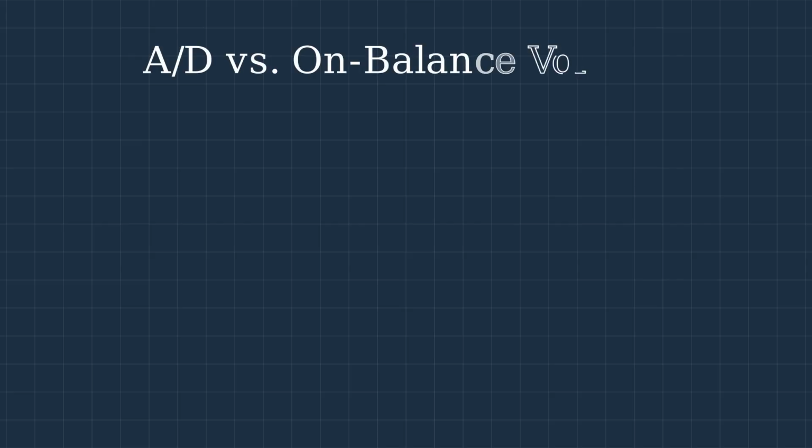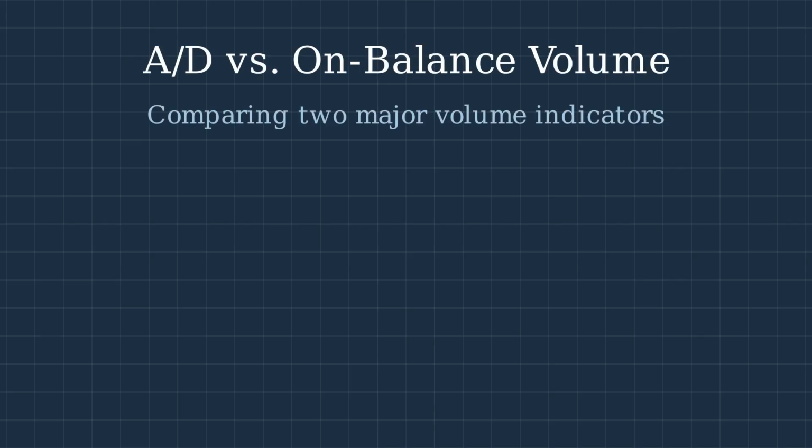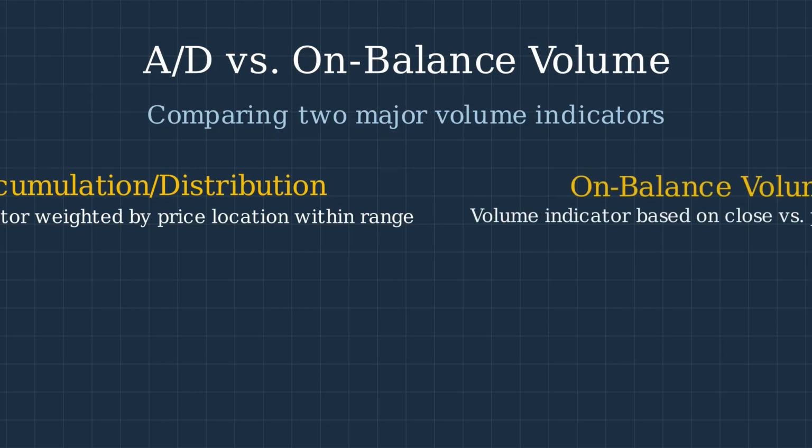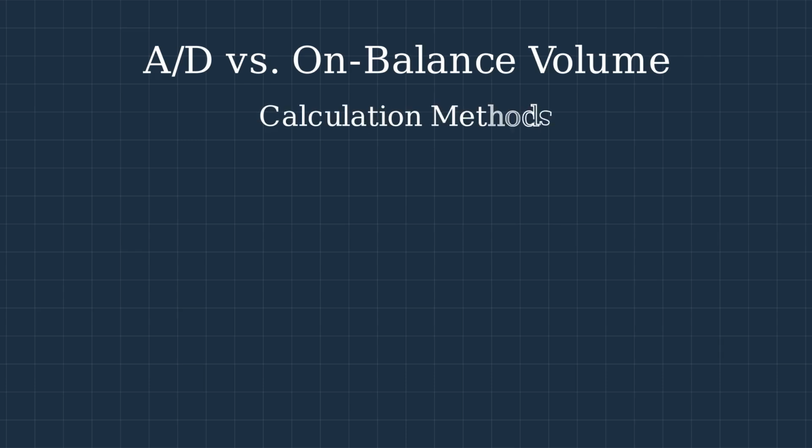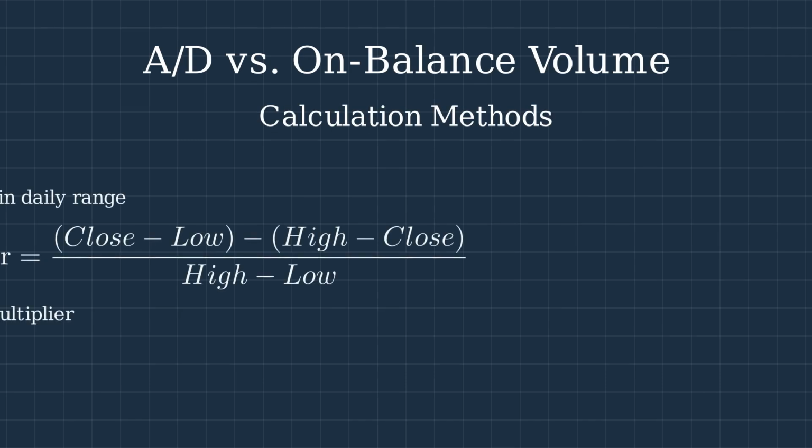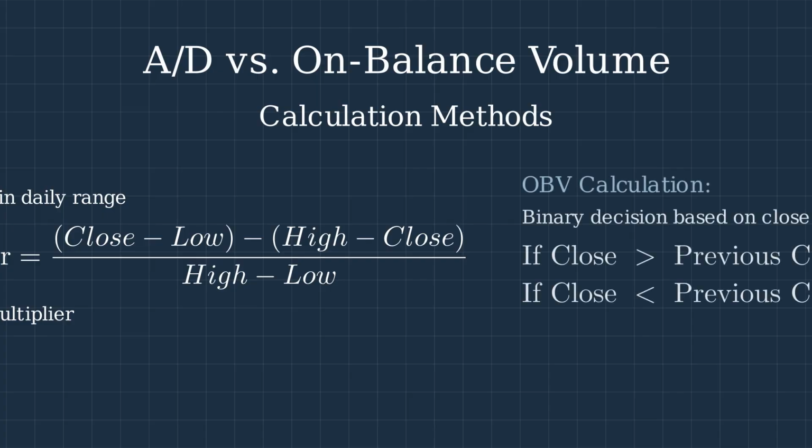Let's compare two important volume indicators used in technical analysis: accumulation distribution and on-balance volume. Though both indicators measure volume flow, they calculate and respond to price movements very differently. The accumulation distribution line uses a more nuanced calculation. It considers where the price closes within its daily range. On-balance volume, however, uses a simpler binary approach. It adds the entire volume on up days and subtracts it on down days.